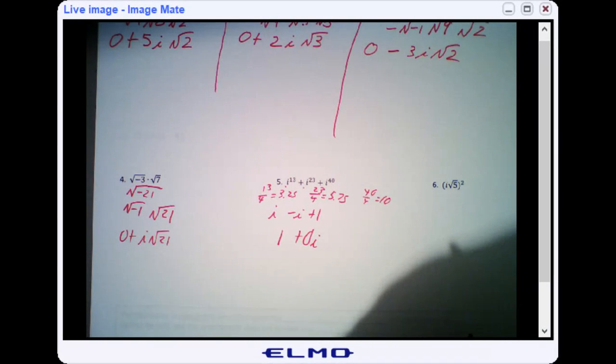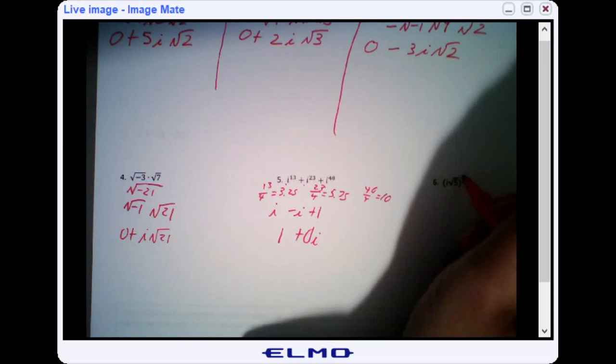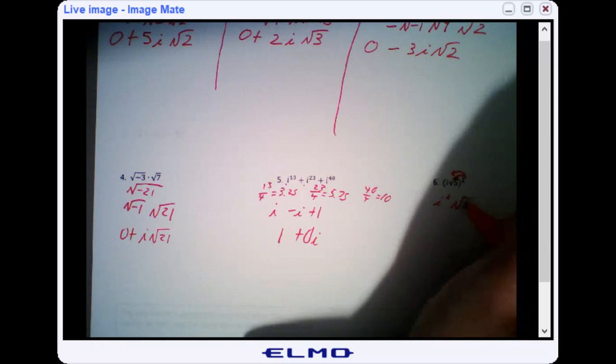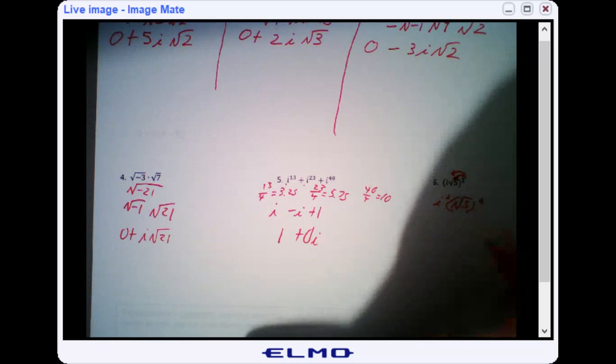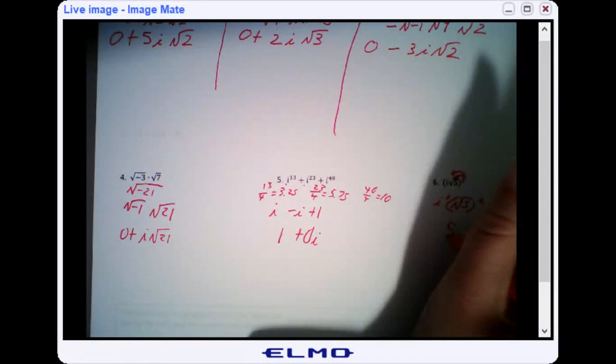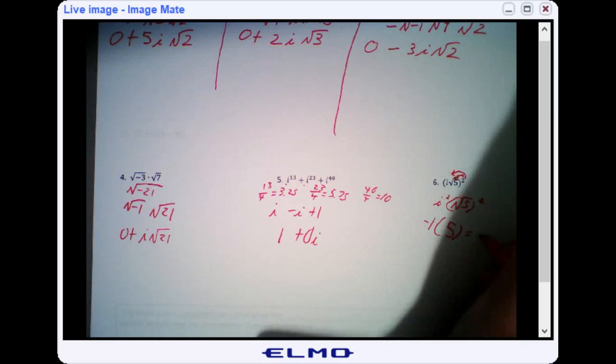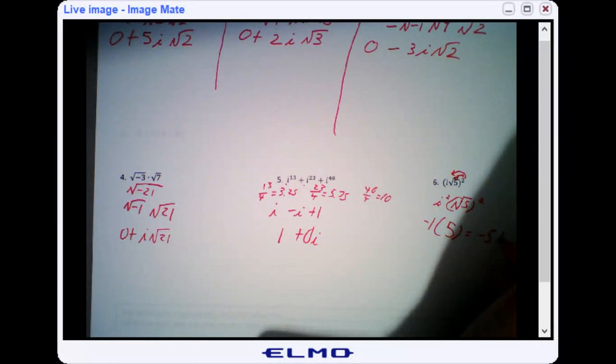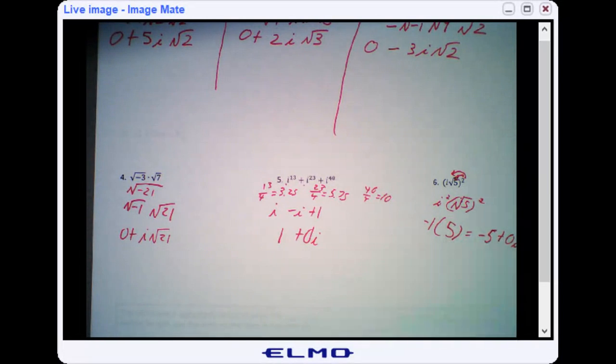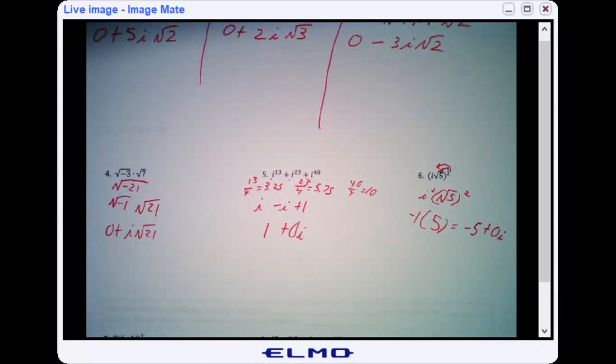For 6, I'm going to distribute, so I'm going to do my order of operations, my exponent first. They both get it. So I really have i squared times square root of 5 squared. We know square and square root are going to cancel, so I'm just going to get 5. i squared we know is negative 1. That's something we need to memorize. So we can put negative 1 times 5, which is negative 5. I don't have an imaginary part, so plus 0i if I want it in standard form.